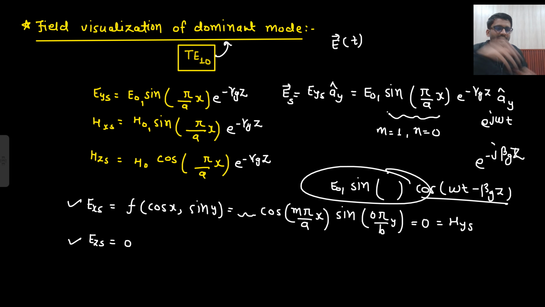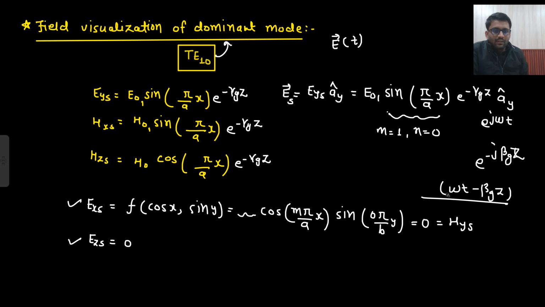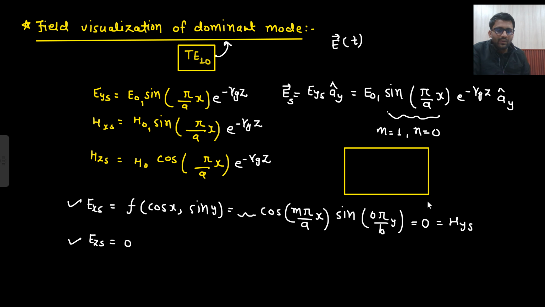So now what do you understand? You have a standing wave pattern on the x-axis, dancing in the y direction, and propagation is along z. So let me make it, okay? Let me show it to you. Let's just say I make only the cross section.